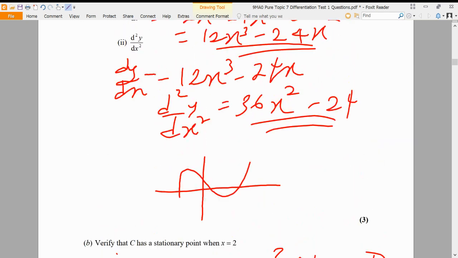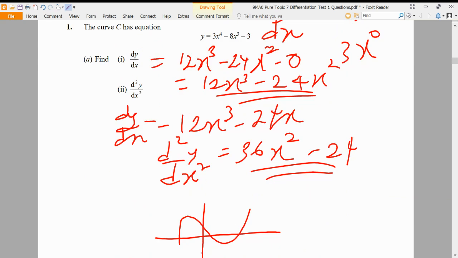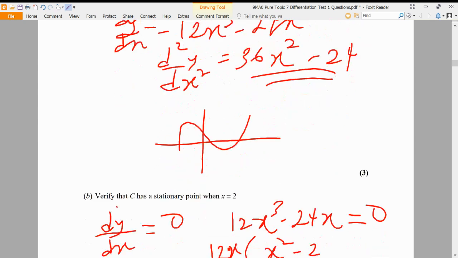Okay, now let's go back again. I think you have 4 times 3, 12, 12x raised to the power 3 minus... I'm trying to recap this to be sure that we are not making any mistakes. So you have 24x squared.